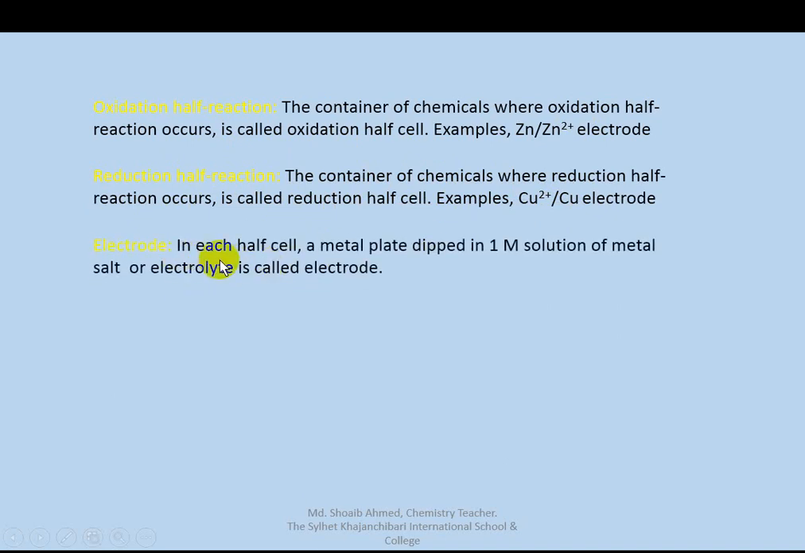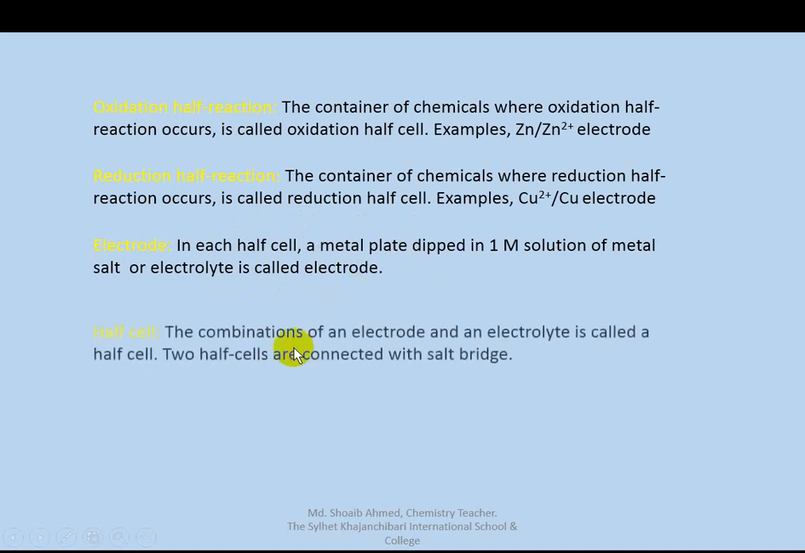Electrode. In each half cell, a metal plate is dipped. We said there are two half cells. In each half cell, a metal plate is dipped in a 1 molar solution of metal salt, or electrolyte. This metal plate is called the electrode.